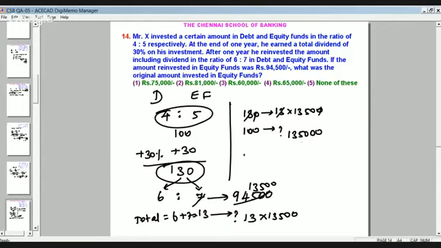So adha particular equity fund sollanum. Total of 4:5, 9 part invest panirkara, and the 9 part le 5 part the equity fund into 1,35,000. Cancel pannunga, idu 15,000. So 5 into 15,000 answer is 75,000. Note down, check panninga.